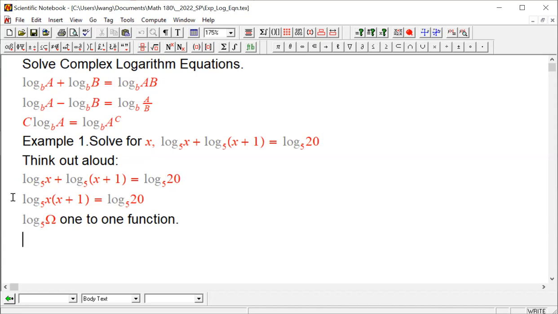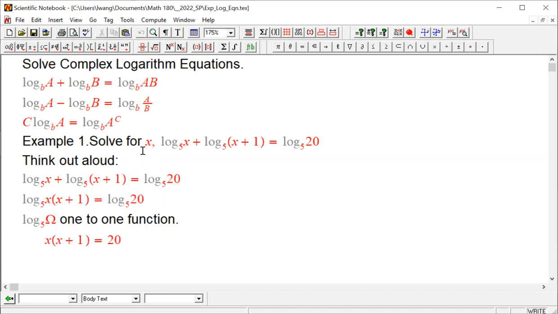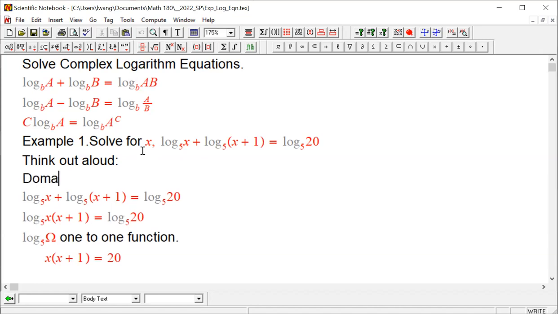So when the outputs are the same, the inputs are the same, so the next step will be x times x plus 1 equals 20. So we end up with solving a quadratic equation, right? So this is one aspect to it. The other aspect about solving this equation is not only algebraic, using these product rules, but that we have to consider something called domain.